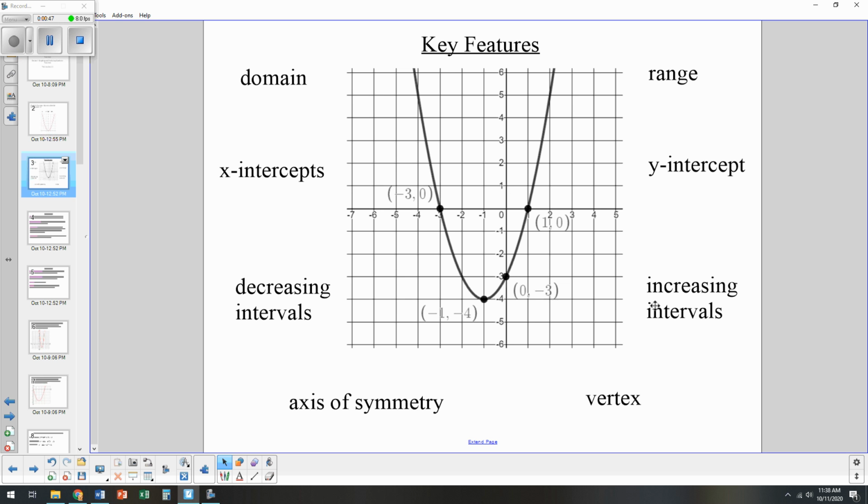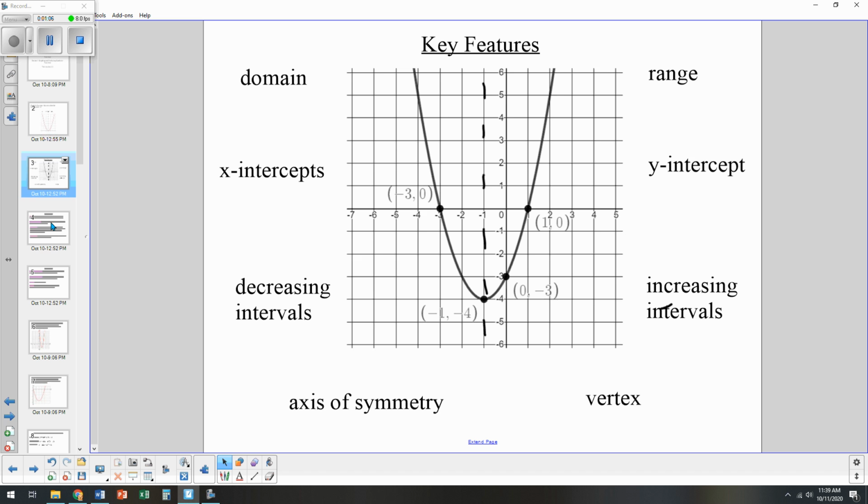There are increasing and decreasing intervals, and we'll talk a little bit more about what it means to be an increasing and decreasing interval. There's something called the axis of symmetry, right? Axis of symmetry we didn't draw on here, but would look something like this. And then there's the vertex, right? That would be the vertex.